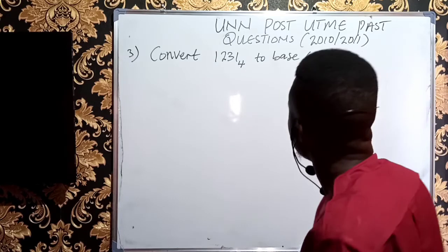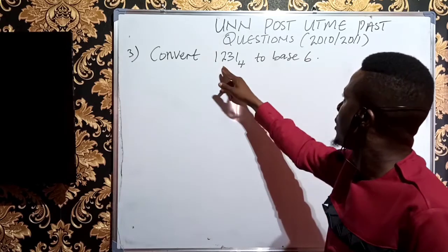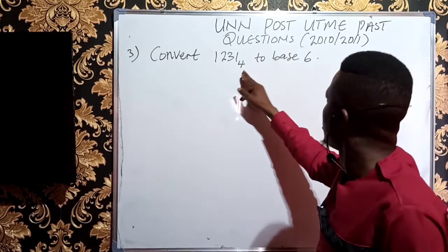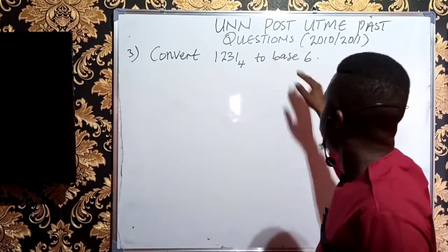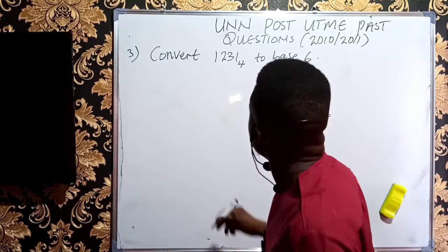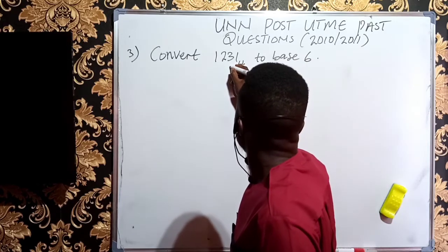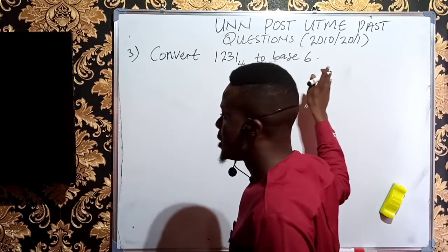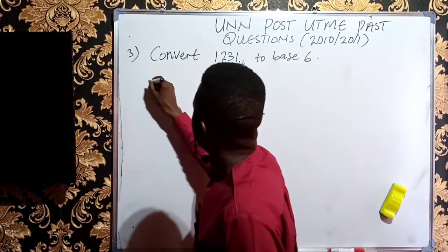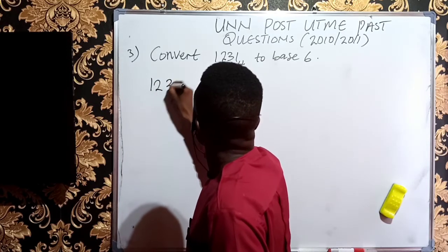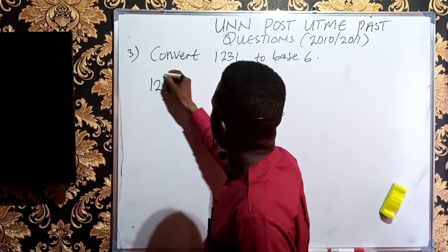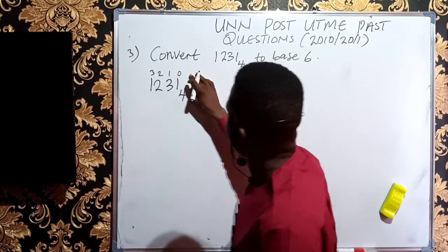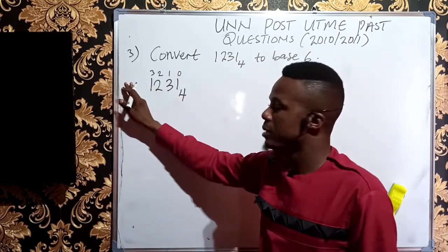Okay, the third question says we should convert 1231 base 4 to base 6. So we are asked to convert this to base 6. To do that, you have to first of all convert this to base 10 before you move it directly to base 6. So let us express it in the powers of base 4. So this is 0, 1, 2, and 3. Start from the first number from 0 until the number ends.